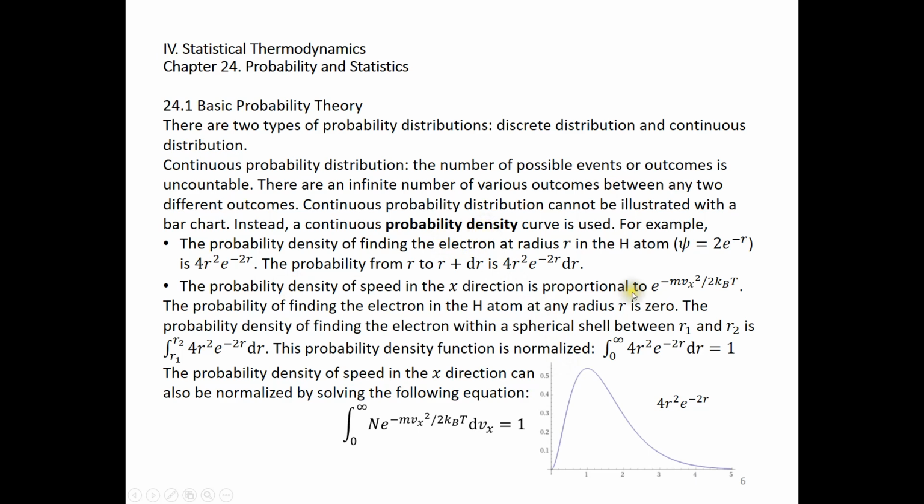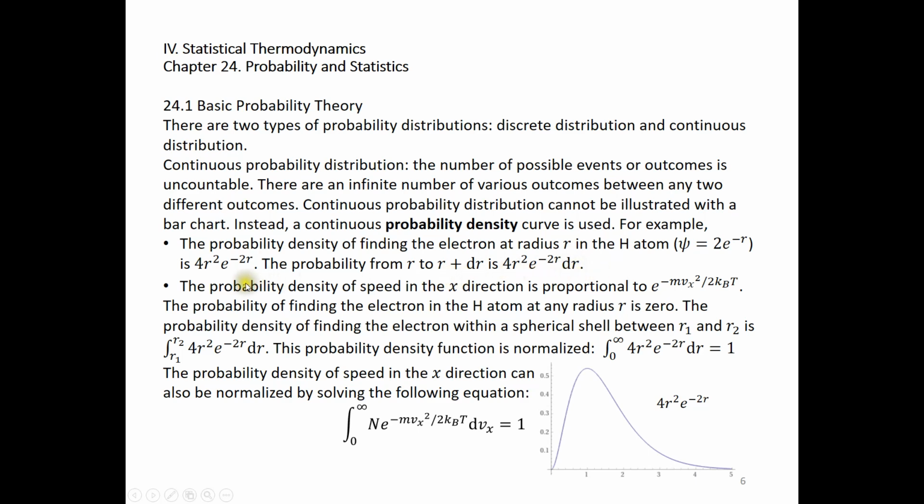Here are 2 examples. One example is from quantum chemistry. The probability density of finding the electron at radius r in the hydrogen atom is this. Alright, it's the squared modulus of the wave function times r squared. The probability from r to r plus dr is the density times dr times the range. Alright? To have the probability, you need to multiply the probability density with the range. In this case, the range is dr.